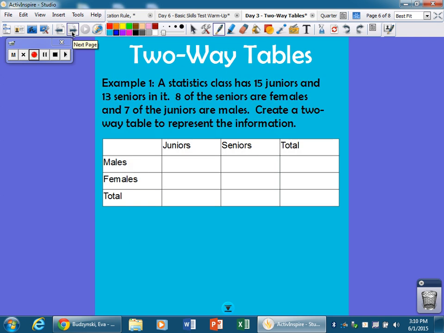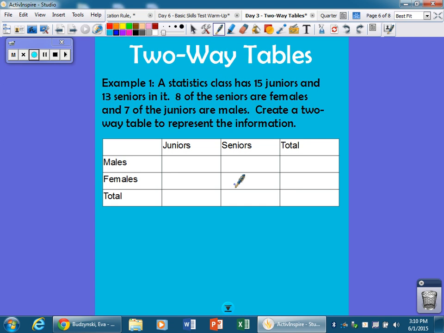All right, example 1. It says, a statistics class has 15 juniors and 13 seniors in it. 8 of the seniors are females and 7 of the juniors are males. Create a two-way table to represent the information. So there are no numbers started for you in this table. You need to fill in, based on reading the problem, what you know. So I always start at the beginning. I just reread the question again.